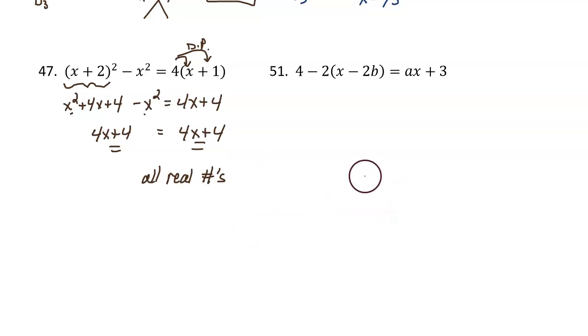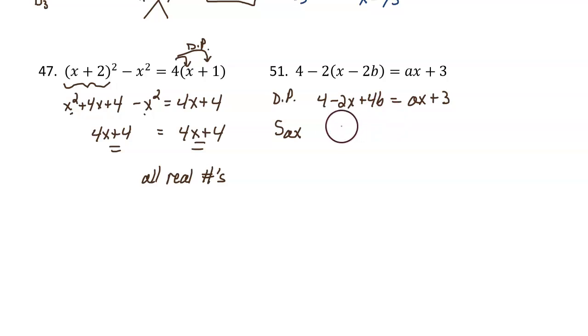Finally, number 51. How about doing some distributive property? So we have 4 minus 2x plus 4b. And that's equal to ax plus 3. In the next step, I'm going to subtract the ax term to move it from the right side over to the left side. So this is 4 minus 2x plus 4b minus ax. And that's equal to 3.